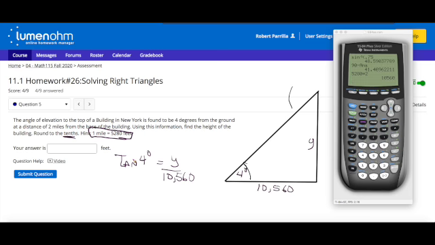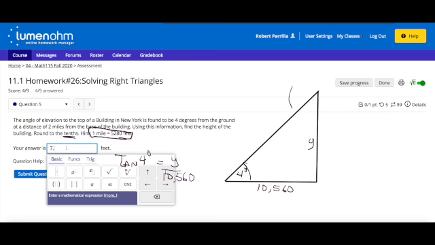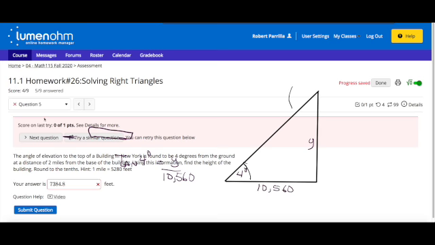And I'm going to take the 10,560 that I've already got here. I'm going to multiply that. Oops, not that one. This one with the tangent of 4 degrees, and that'll give us a distance of 7384.8. Hit enter. Oh, we got something wrong.